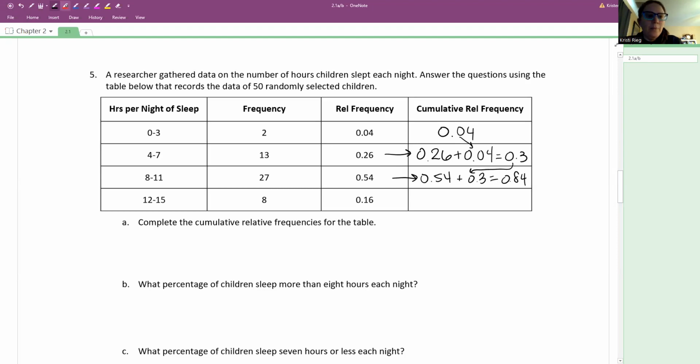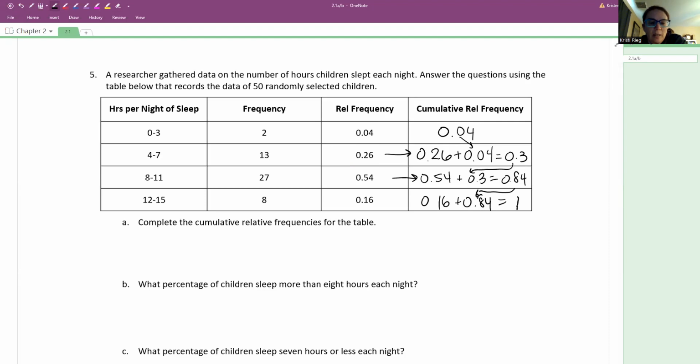Another way you could do it is just add all of these numbers. It's the same thing, because these two, that's our 0.3, and then we add our 0.54. So it's the same thing. It's just shorter to write if you use the row before it. Okay, so finally, I'm going to have 0.16 plus the row before it, 0.84. And again, since it's the total of everything, it should equal 1, just like I mentioned above.